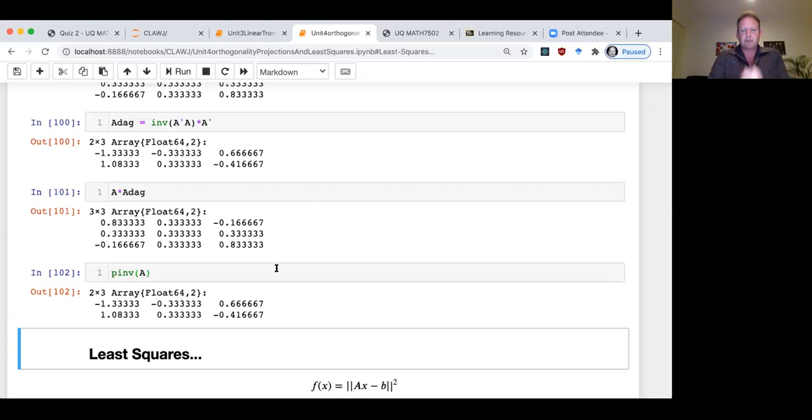It's sorted out. So, any questions about this? A lot of stuff. You've got the pseudo-inverse, you've got the projection matrix.